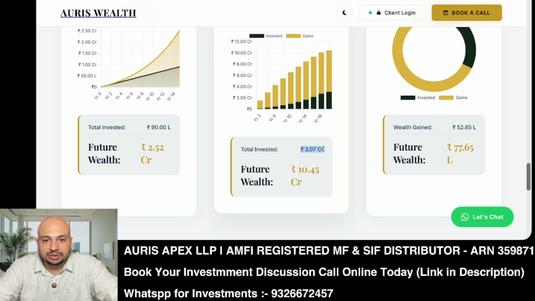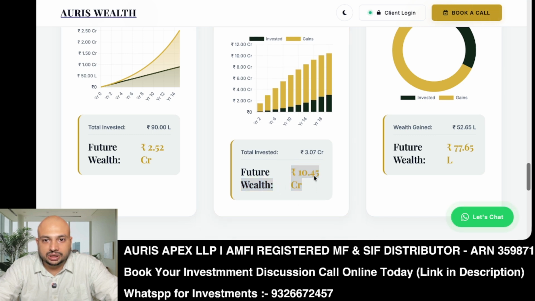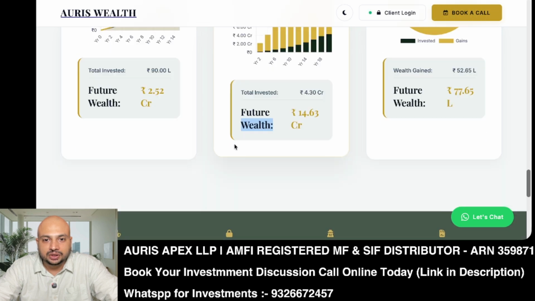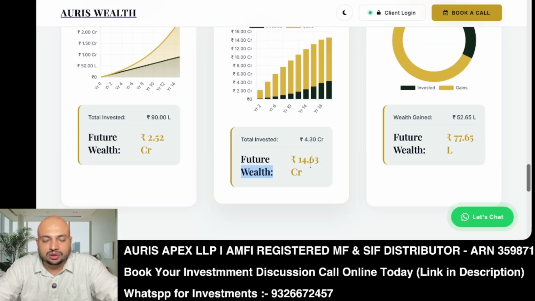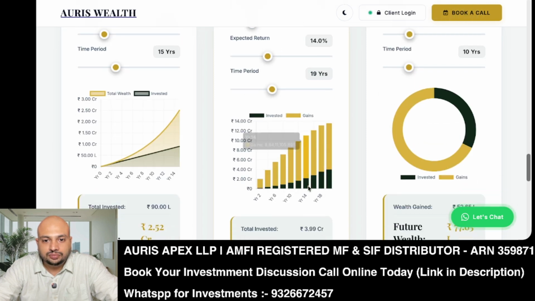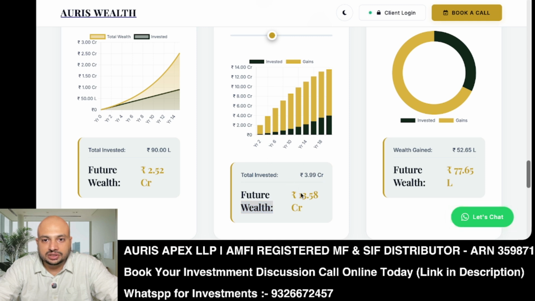So the total investment comes to around 3 crore 7 lakh rupees, and the future wealth comes to around 10.45 crore rupees, as you can see over here. But our target is around 13 crores, so we'll have to increase the SIP a little bit. So we'll make it say around 70,000 rupees, and now you can see the amount comes to 14.63 crores. So we'll make it, let's say, 65,000, and here we have our target, which is achieved at 13.58 crores, just a little bit higher than the required amount for the higher education purpose.